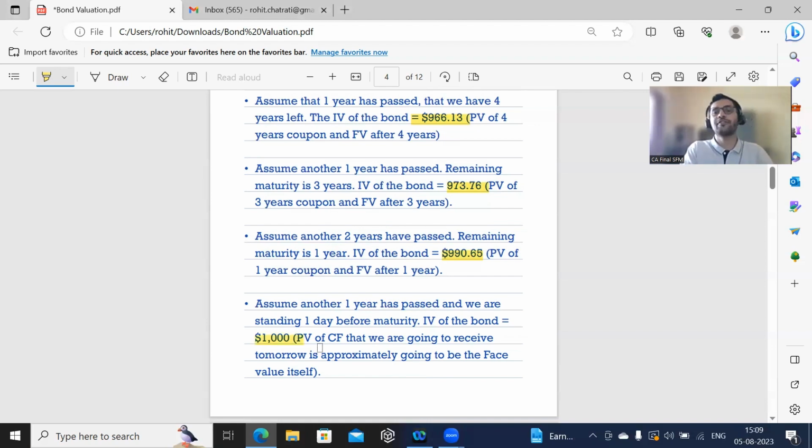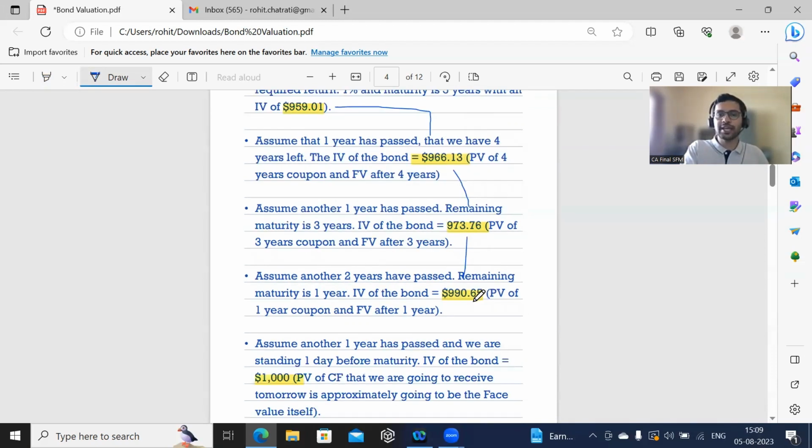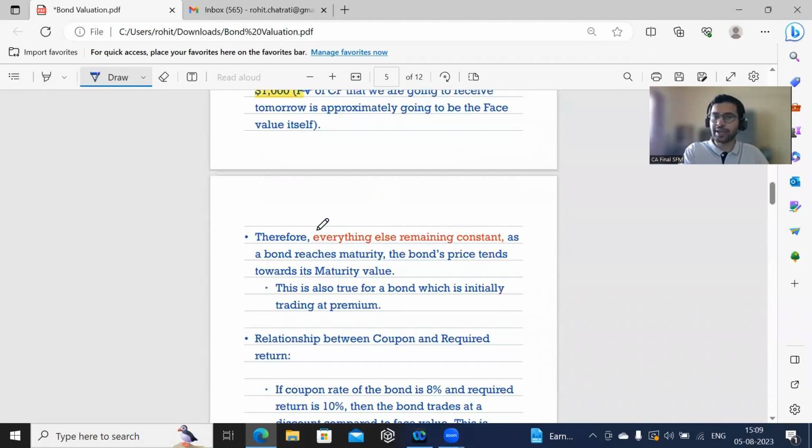If you carefully look at it, it was 959.01 when I was standing 5 years away from maturity. It slowly started increasing. It has gone from 959 to 966, 966 to 973, 973 to 990, and then from 990 it has increased to $1,000. So everything else remaining constant, and my emphasis is on this: assuming that everything is remaining constant, what have I kept constant? The discount rate has not changed.